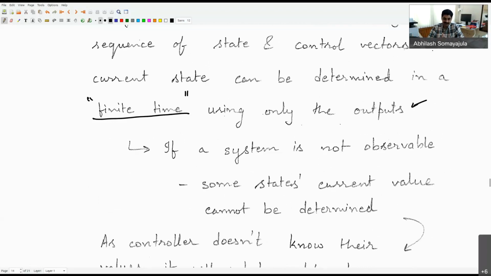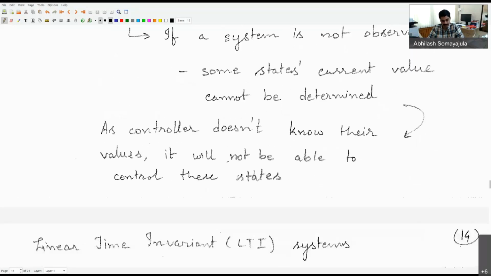Okay, so as long as the system is not observable and you are asking the controller to control certain states which are not observable, you will land yourself in a problem. So you have to be careful about the fact that the system must be observable. So let us understand how to evaluate the observability for a system.